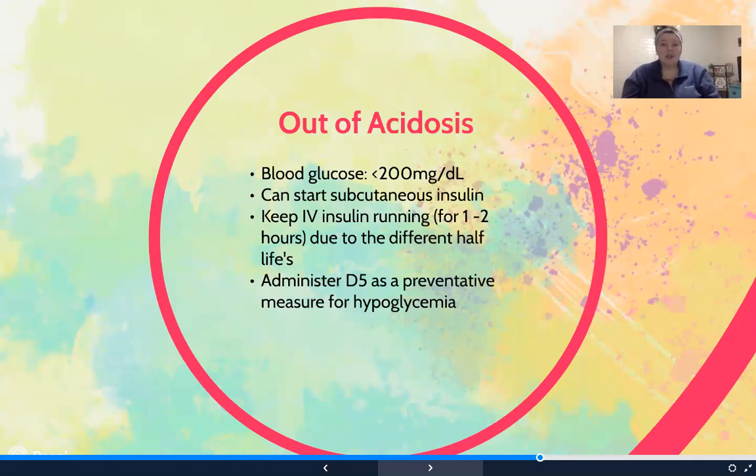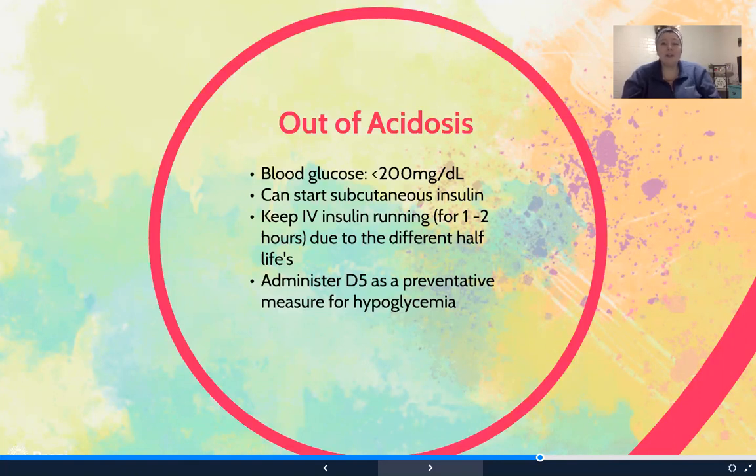So once their sugar is less than 200, you can go ahead and start and give subcutaneous insulin. You'll keep your IV insulin running for 1 to 2 hours while you do that because of the different half-lives. We know that IV insulin is going to work a lot faster than subcutaneous. You also go ahead and start administering D5 at that time as a preventative for hypoglycemia. Yeah, we're dropping their sugar, but you don't want to drop it too low to where it's below 70 and it's causing a whole other issue.